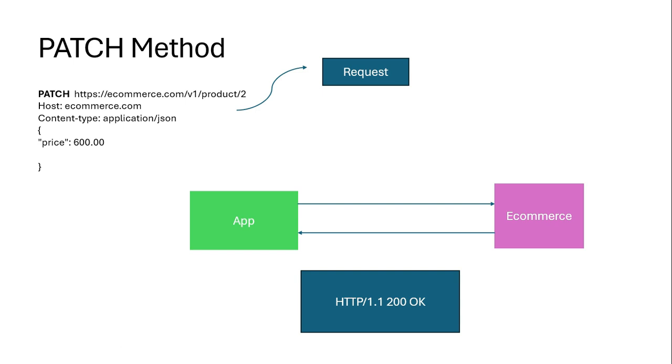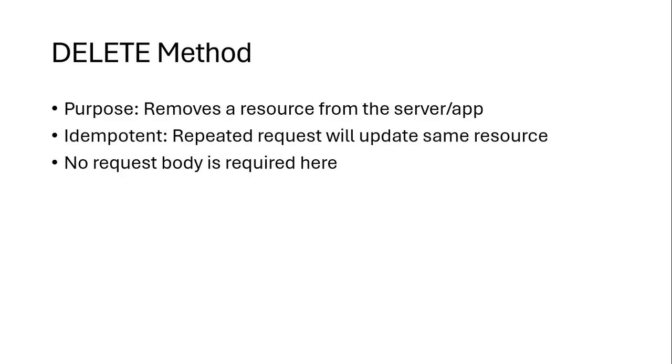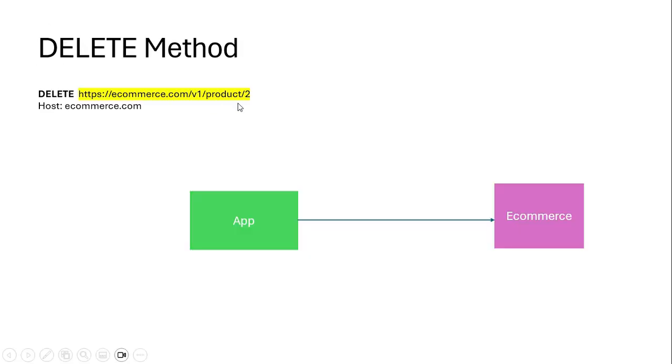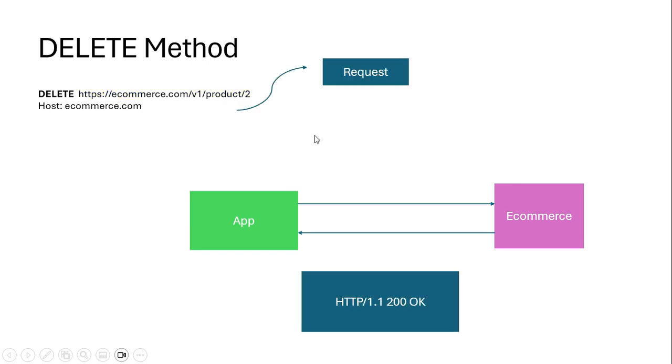The application sends back the response for the PATCH. The last one is the DELETE method. As the name suggests, the purpose here is to delete a resource on the server. This is idempotent because even if you delete it once, if you try to delete again, it's not going to make any change in the state of the server. Again, it is as simple as GET. No request body is required. You just have to specify the product ID which we need to delete, and the application processes it and sends back the response.